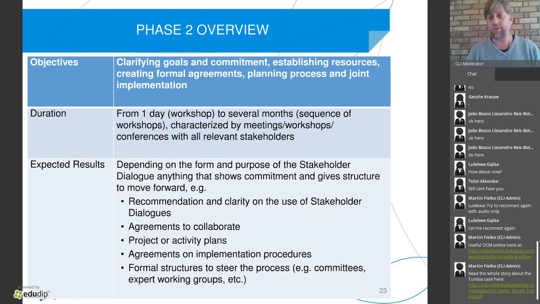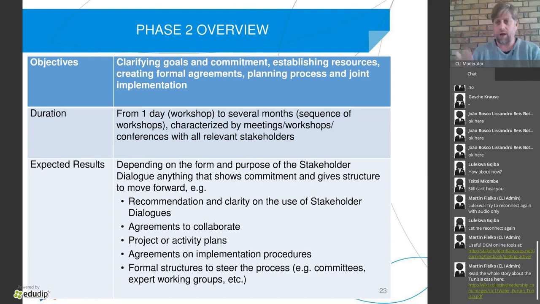The second phase is really deciding what it is that you're going to do together, and clarifying what those common goals are. It could be a series of workshops or a series of meetings with relevant stakeholders. And the results that are expected, depending on the purpose and the form of this dialogue and what the initiative is, could be something that shows commitment and gives structure to move forward, or something that's much more detailed.